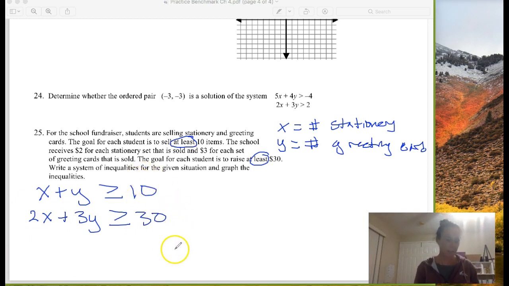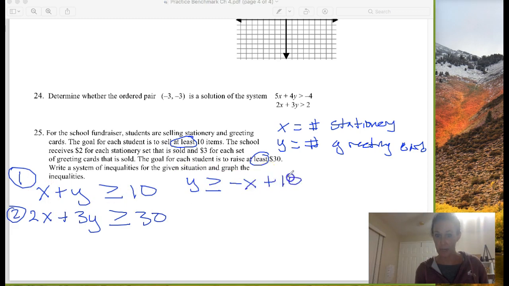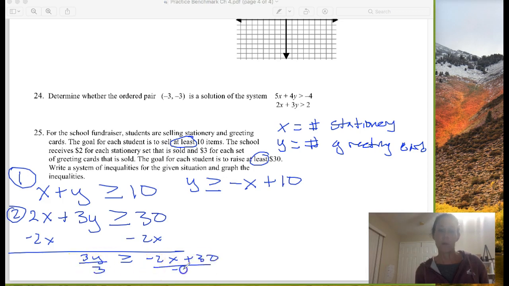Now if I want to graph these, you can go ahead and solve each for y, just like we did here. So I'm going to go ahead in equation 1, equation 2. Solve this for y, subtract x from both sides, and it's just going to be y is greater than or equal to negative x plus 10. I'm not going to write it out, just for ease. This one, solve for y, subtract 2x from both sides, and then you'll get 3y is greater than or equal to negative 2x plus 30. Divide by 3 on both sides.